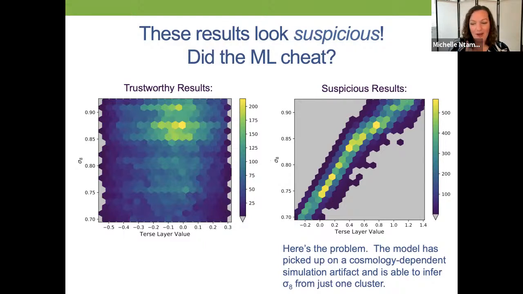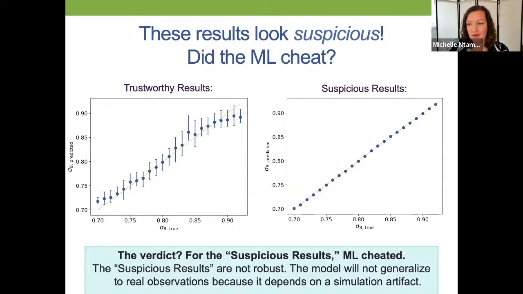What has happened? The model picked up on a cosmology-dependent simulation artifact. So it picked up on something that is just particular to the sims. It latched onto that, and it said, I can figure out sigma 8 just from a single cluster. So the verdict here for the suspicious results: machine learning cheated. I was only able to figure it out by building this architecture that followed the way a human brain would do it and building these checkpoints in the middle. These suspicious results are not robust. The model will not generalize to real observations because it depends on a simulation artifact.